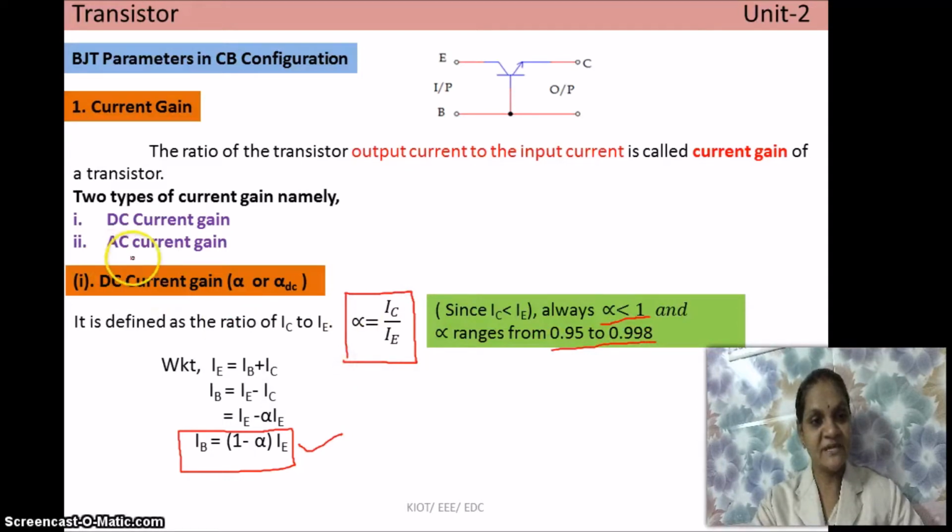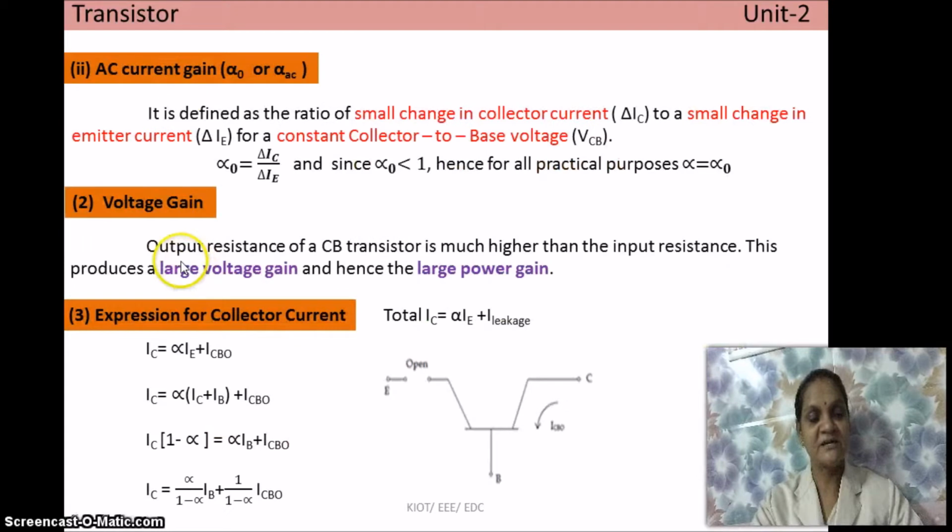Next, the other type of current gain is AC current gain. AC current gain is the current gain in the transistor when the transistor is used for amplifying AC signals.